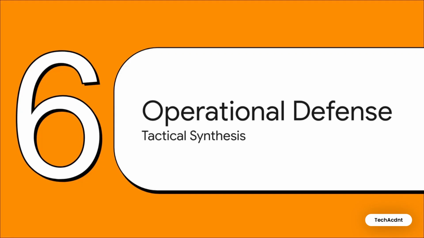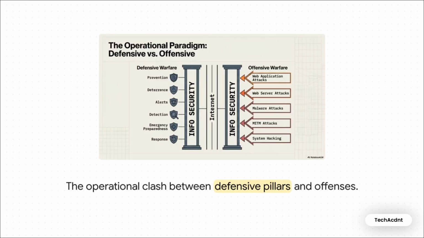Finally, Section 6, the operational defense paradigm, where we bring it all together. So this is the ultimate clash. Think of it as an operational dashboard. On one side, you have these offensive warfare vectors: web attacks, malware, system hacking, all hurtling toward the target over the internet. But standing firm on the other side are your defensive pillars: prevention, deterrence, alerts, detection, emergency preparedness, and response. Information security is literally the wall standing between the two.